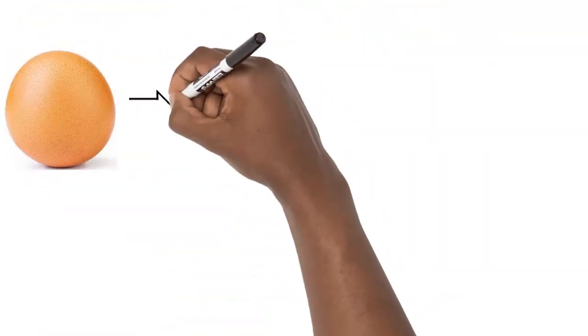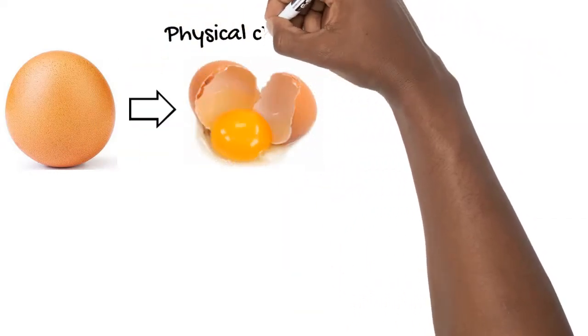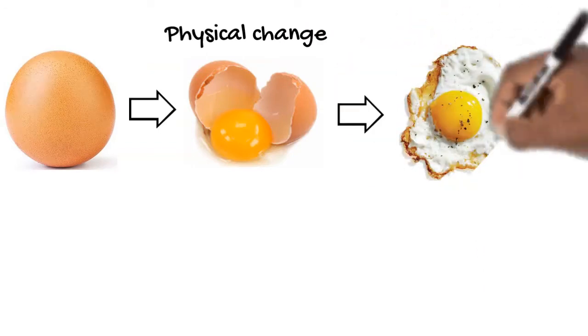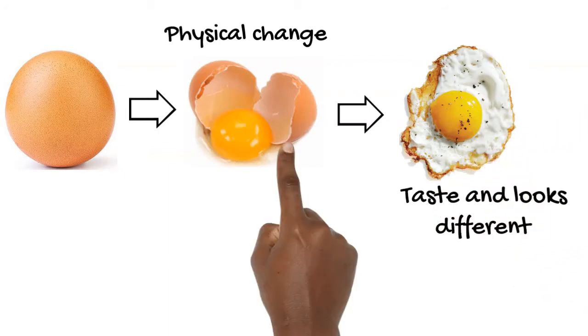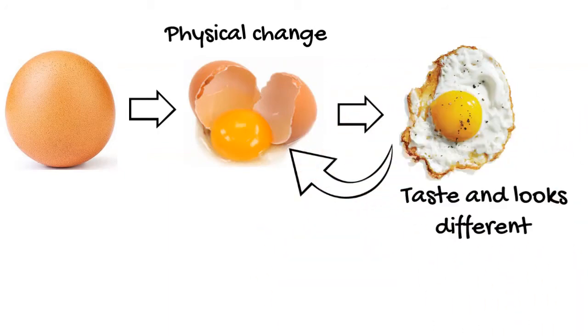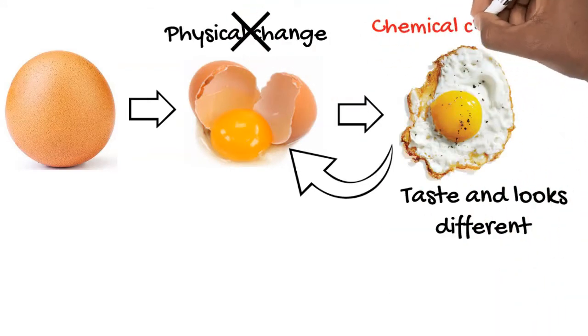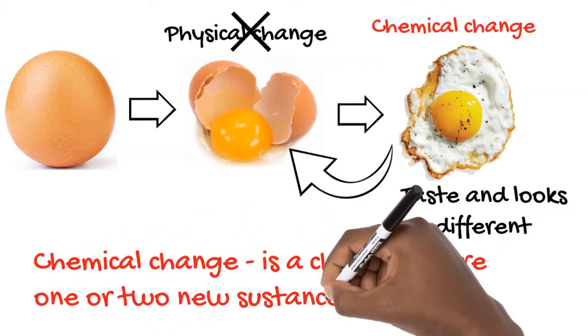So imagine you're holding an egg and then you drop it. Well, that's a physical change because there's a change in shape. But then you decide to scoop it up and fry the egg. You can see that the new product tastes and looks different from the original product. So it's not actually a physical change. This is a chemical change because a new substance has been formed.